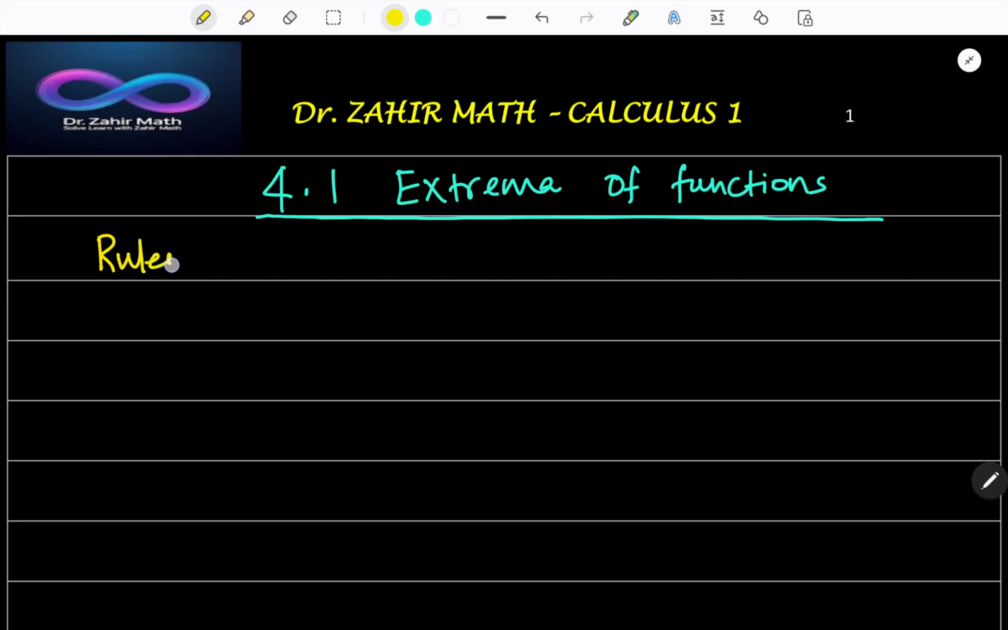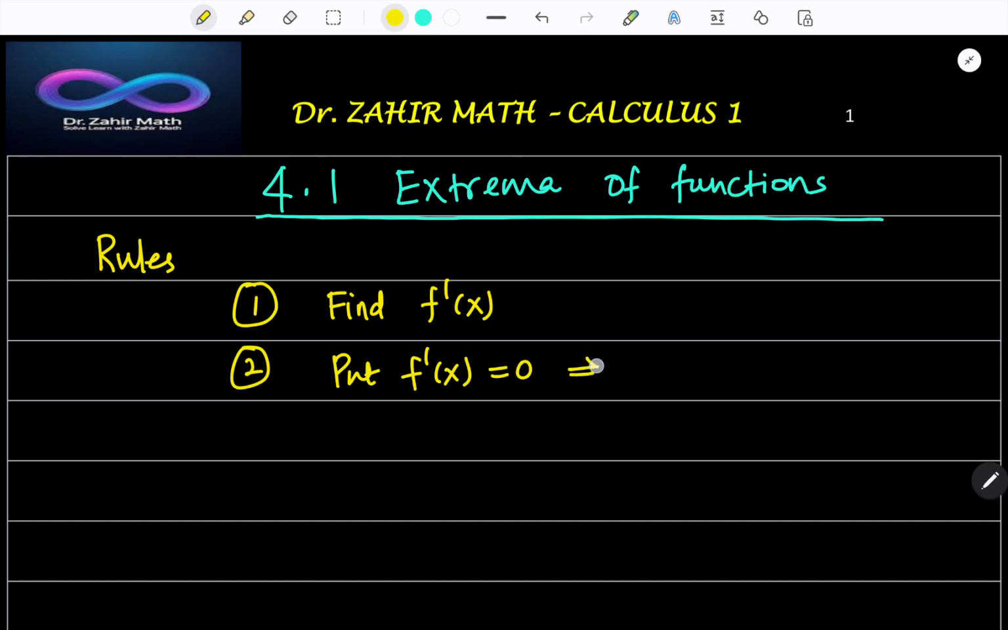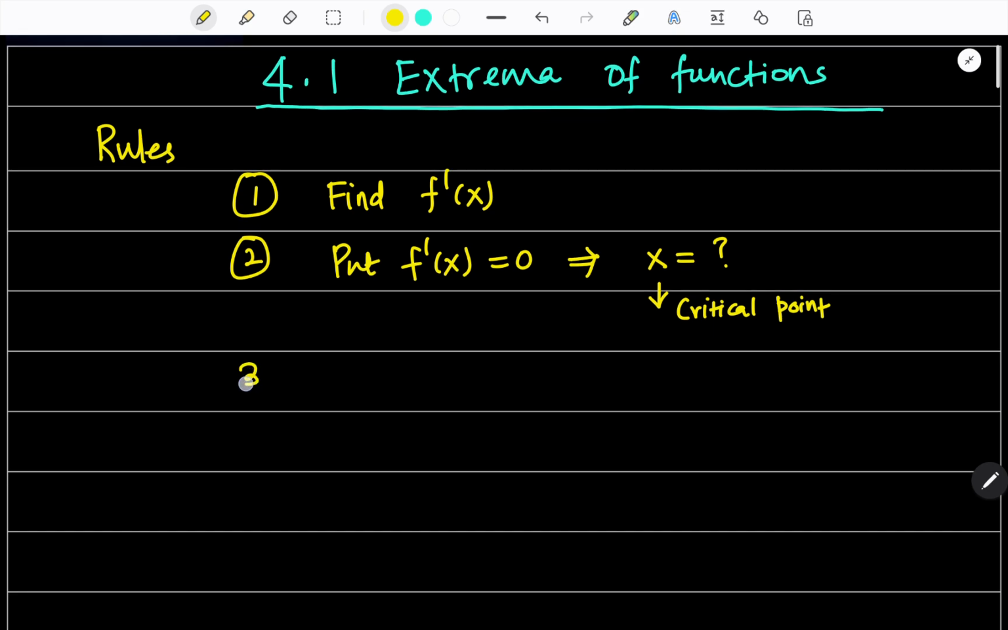Let's start the rules. Step number 1: f of x will be given, you find f dash of x. That means you are going to find the derivative. Step number 2: put f dash of x equal to 0, and find x equals something. You are going to get the value of x, and this x is called critical points.